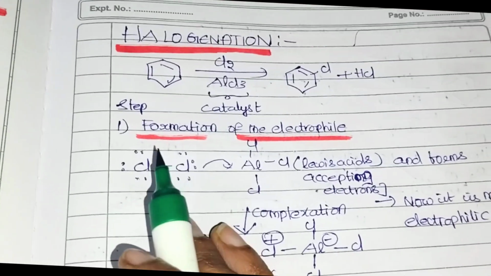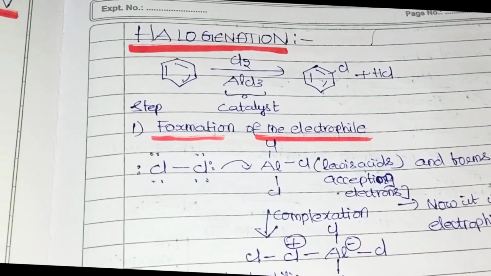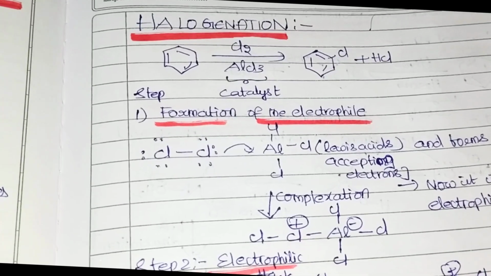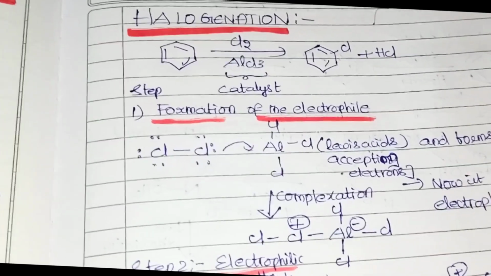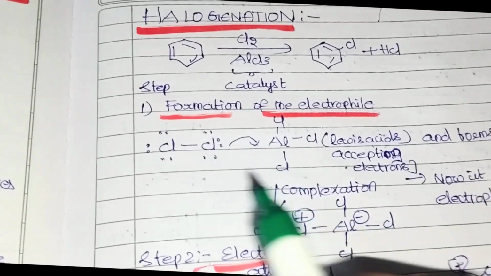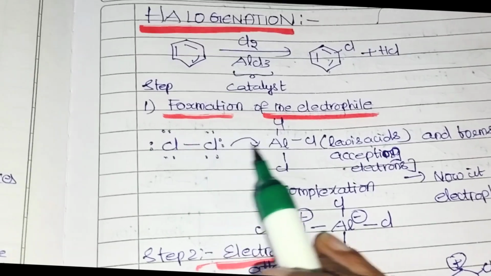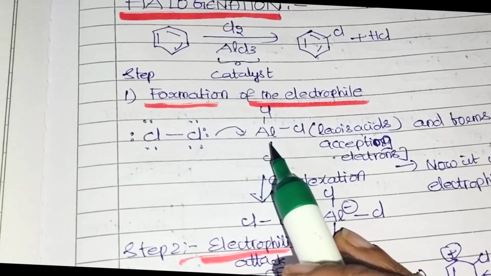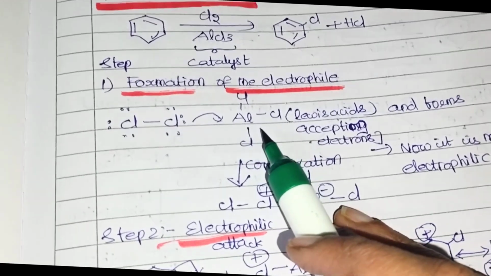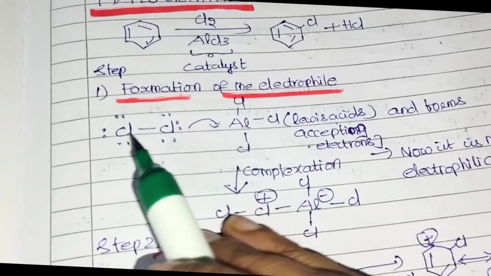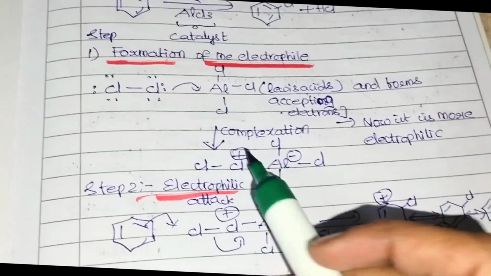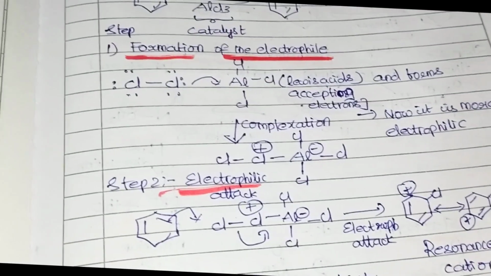So the first step is the formation of the electrophile. As I already told, we want a strong electrophile. As chlorine is not a strong electrophile, to make it strong, it reacts with aluminium chloride, which is a catalyst. As aluminium chloride is a Lewis acid, it will accept electrons given by chlorine and form a complex. After this complexation, it becomes more electrophilic.